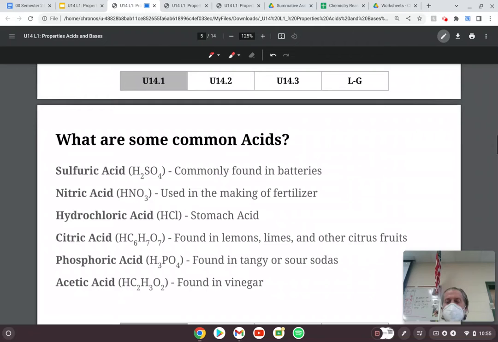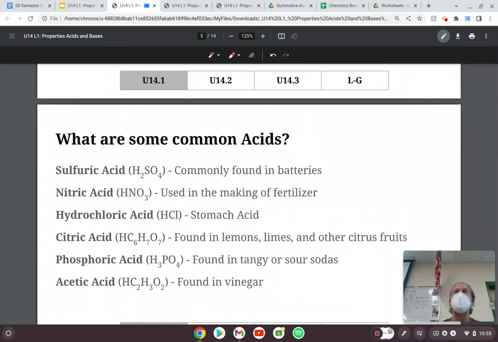So what are some common acids? Sulfuric acid in its raw natural form is a scary acid. I don't like working with it. It's very sketchy. But it's commonly found in batteries. Like your Duracell batteries have it in them, but it's more like a paste.